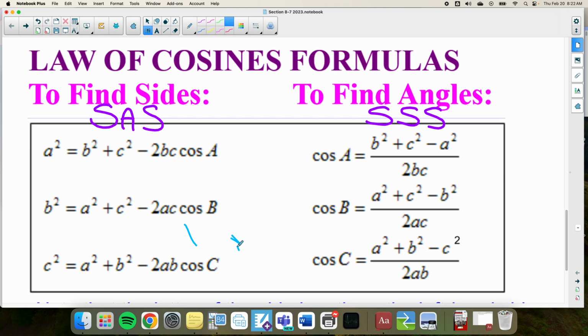So if that's A, this is A. So again, B is here, the other two letters are here, then they're also going to be there, and it's cosine of whatever angle is opposite B. But you certainly don't have to memorize those. You do have them on your cheat sheet.